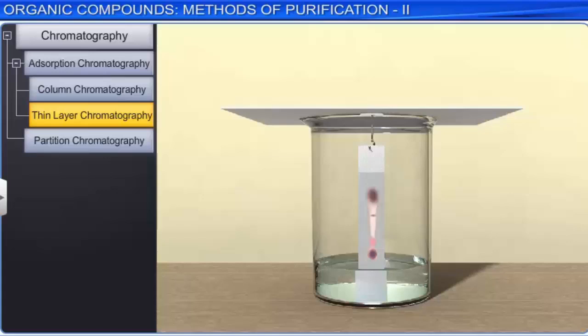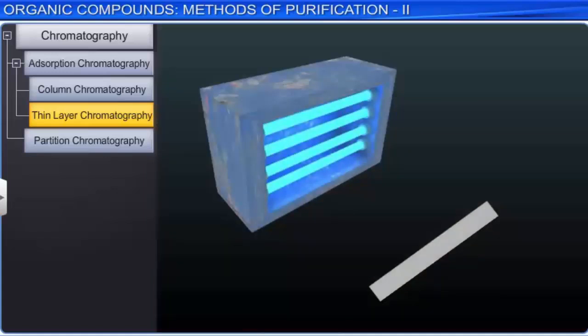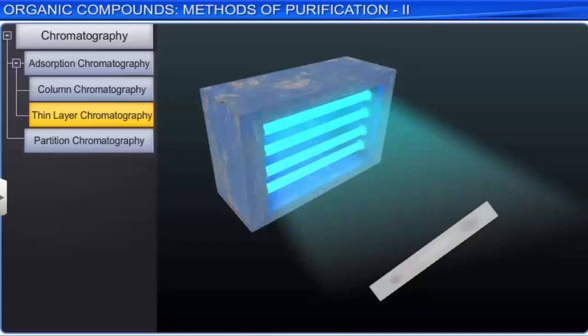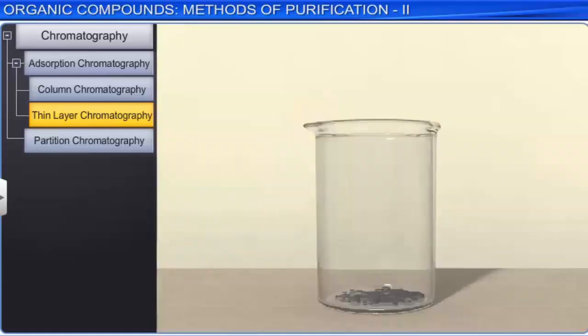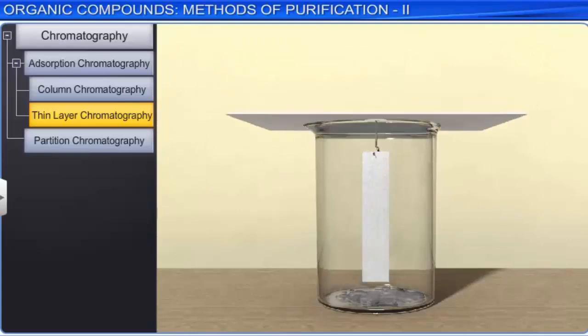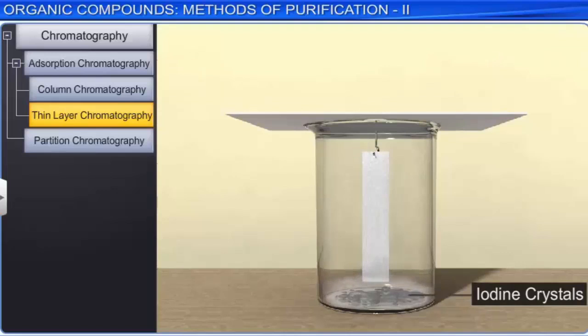Depending on the degree of adsorption, the separation of the components takes place and leaves different colored spots when the compounds are colored, at different levels of the plate. The spots of the colorless compounds, which are invisible to the eye, can be detected by placing the plate under ultraviolet light. Another method to detect the spots of colorless compounds is by placing the glass plate in a covered jar containing a few crystals of iodine. The colorless spots of the compounds which absorb iodine will appear as brown spots.